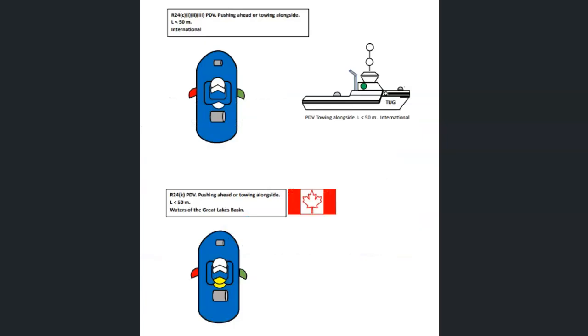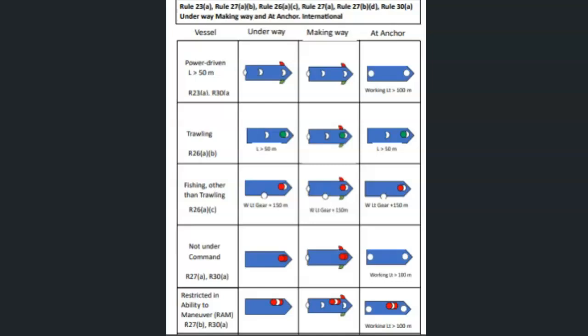Lesson 19, International versus Canadian modification figures. Here we are comparing Rule 24C International to Rule 24K Canadian modification. This view shows the figures only without the text. Lesson 19, Figures, showing a comparison for the lights required for various vessels when underway, making way, and at anchor. This is a valuable resource for review just prior to doing the quiz.